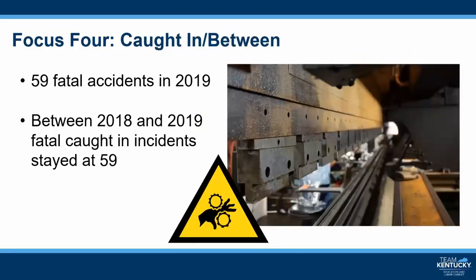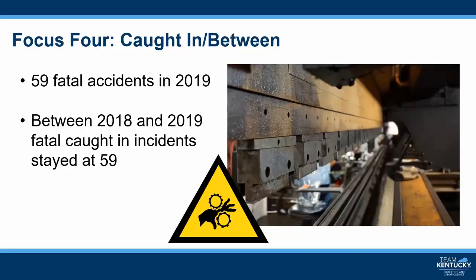In 2019, there were 59 fatal caught-in-between accidents in construction. 13 of those were caught in or compressed by equipment or objects, and 46 of those were caught or crushed by collapsing materials. Between 2018 and 2019, the number of fatalities due to caught-in-between incidents, 59 or 5.4%, remained relatively constant.